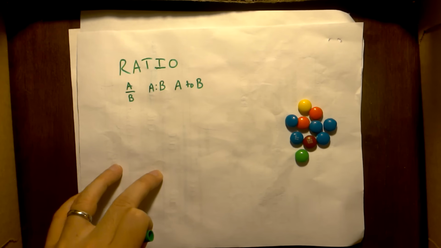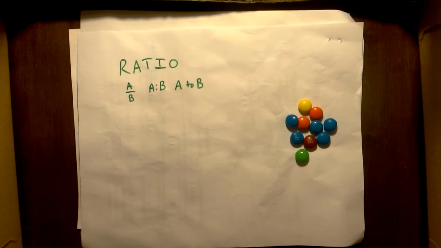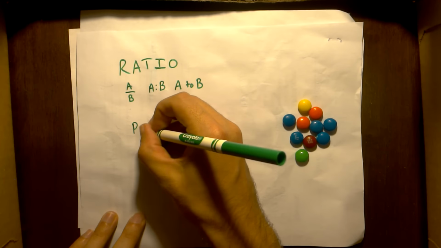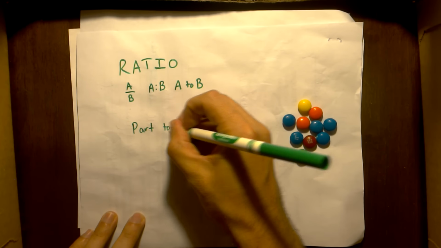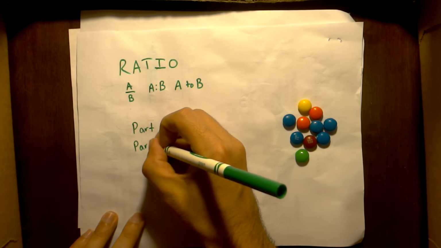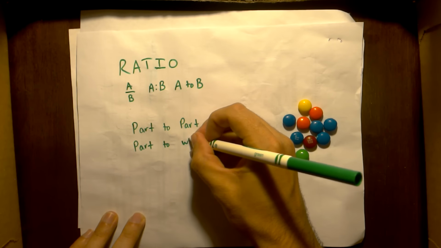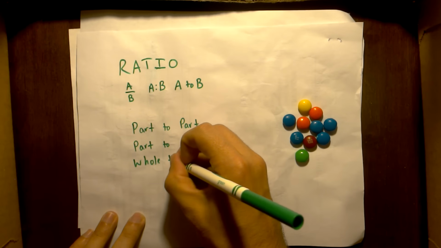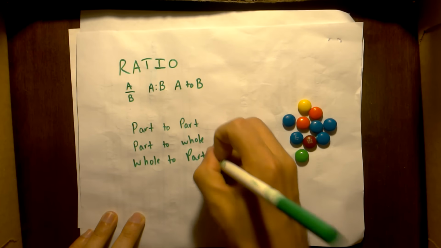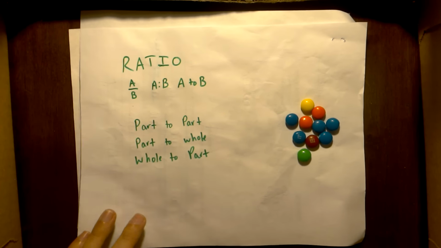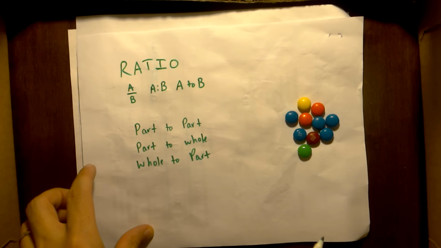A ratio compares two values using division. So when you have a group, a ratio can compare part to part, part to whole, or whole to part. Those are the things you need to know about a ratio to begin with. Now, a ratio is a comparison of two quantities. That means numbers using division.